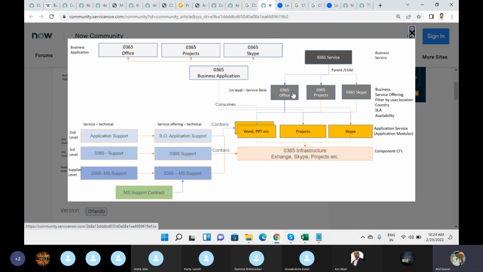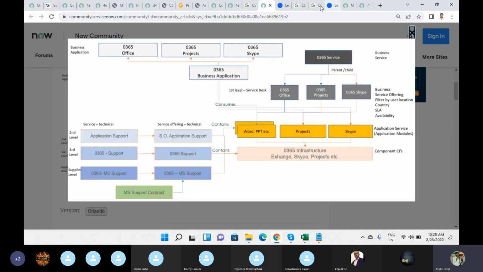These are the service offerings, right? On the side, they have a business application. And what business application do they have? Office 365, Office, Project, and Skype. I'm telling you with my experience, and this is a disclaimer I want to put here: this is completely my experience, my knowledge. Sometimes you notice that the service offering and the business application are the same. These are logical actually. If it is not physical, it will be logical only.